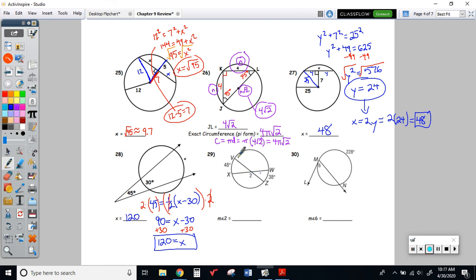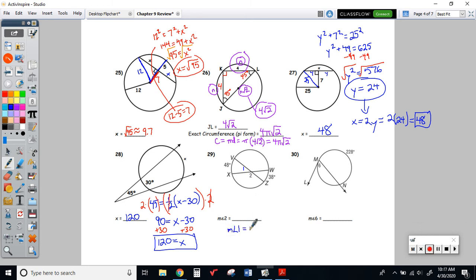When we had lines, secants, segments, whatever they may be, intersecting on the interior of a circle, the angle plus its vertical angle was the average of the two intercepted arcs. But if we don't know what this is and this is, I think it's easier to call this angle 1 initially, figure out what 1 is, and then do 180 minus the measure of angle 1 to get the measure of angle 2. So that's what I'm going to do here to start.